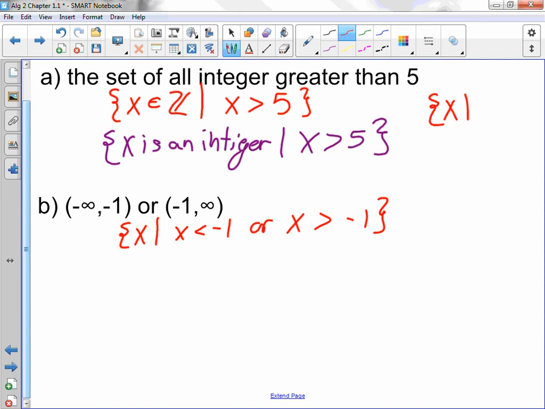So what are we not including? Negative 1, right? So wouldn't this be the same as saying X such that X is not equal to negative 1? That's the same thing. Because that's all it's saying. It's saying every number except negative 1.